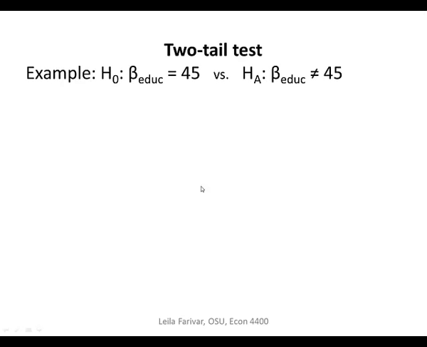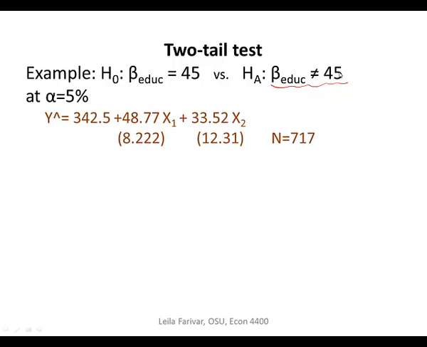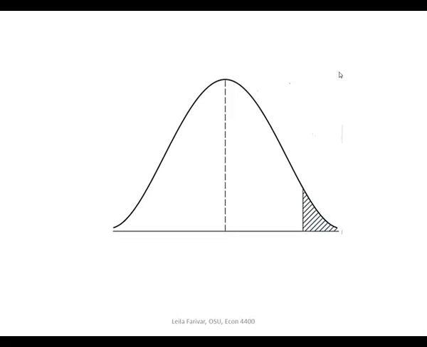For a two-tail test, same example. The hypothesis is changed so that it is a two-sided hypothesis now. Our alternative has values to both sides of the hypothesized value. The rest of the information is the same. We have the same t-ratio of 0.202. The p-value is the area to the right of positive 0.202 and to the left of negative 0.202.